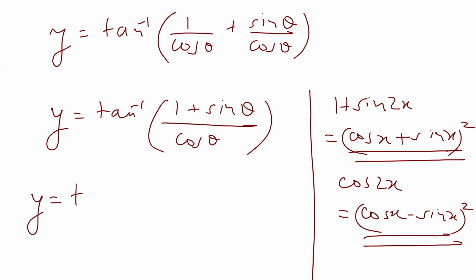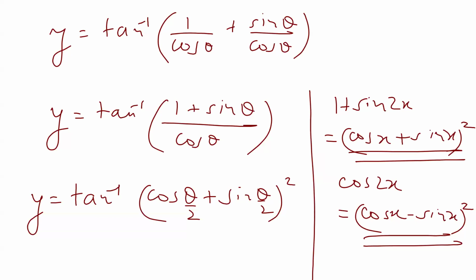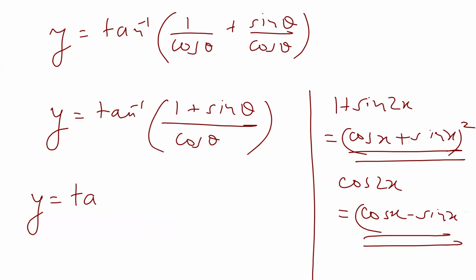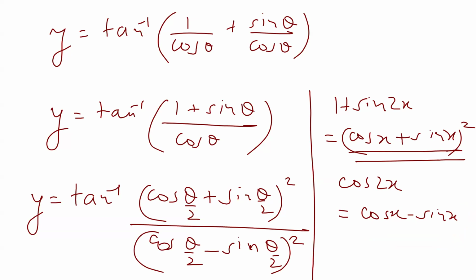So this will be tan inverse of, okay, cos theta by 2. Theta becomes theta by 2, half angle, the whole square upon cos theta by 2 minus sin theta by 2, the whole square. Okay, just a second. I have written the formula wrong over here. Sorry. This is cos square x minus sin square x. Okay, and this is cos square theta minus sin square theta. Right? Please excuse me for this.